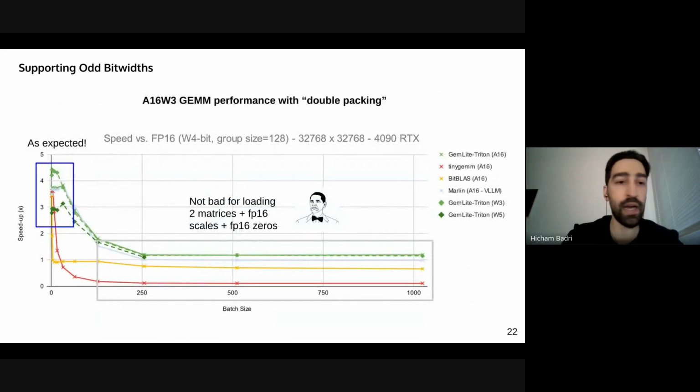And this is exactly how you would expect. Even with this double packing, at least with Triton, it just works fine. Here, the 3-bit is faster than the 4-bit, and the 4-bit is faster than the 5-bit. So this is exactly what we expect. Even with this double packing, you still get the benefit of having lower bits for smaller byte sizes.